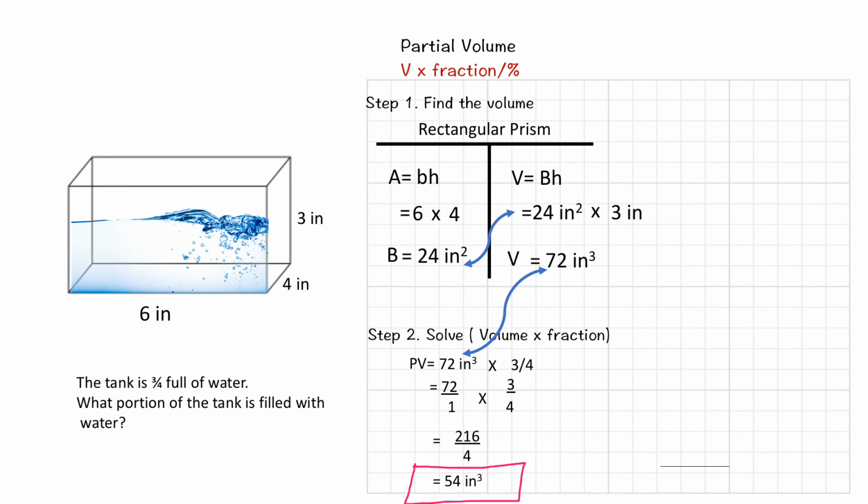There is also another way to do step number 2. In step number 2, instead of multiplying the volume with a fraction, you can convert the fraction into a decimal instead. So, we all know that the equivalent decimal for 3 over 4 is 0.75. So, let's see. Partial volume is equal to 72 inches cubed times 0.75. And that should still give us the same answer, which is 54 inches cubed.